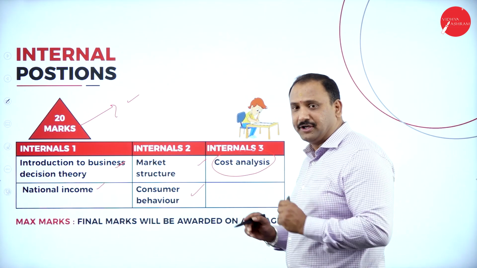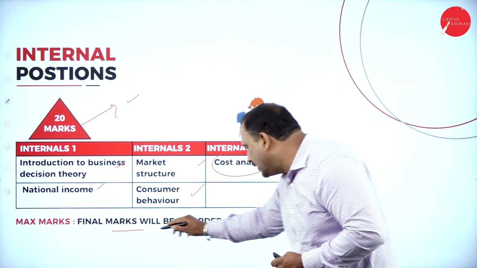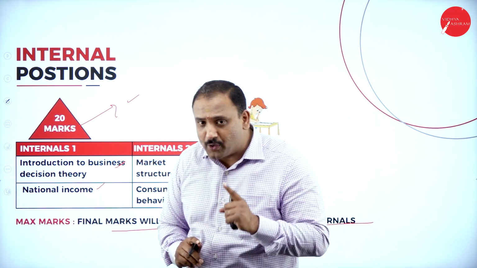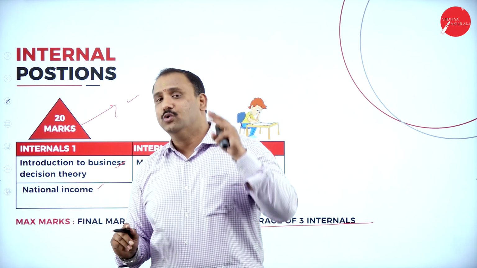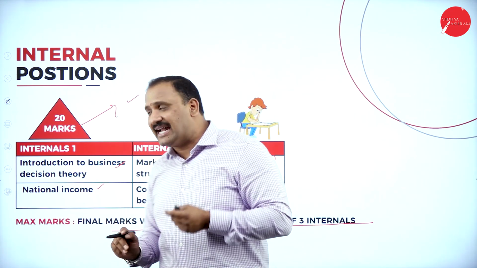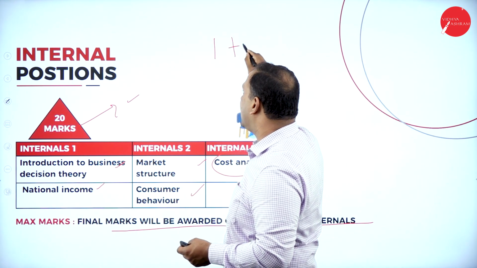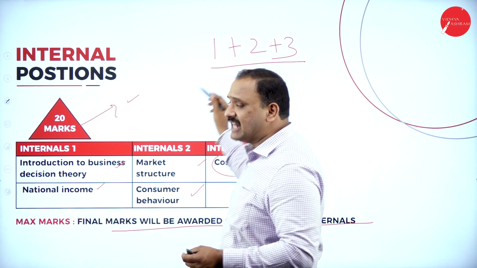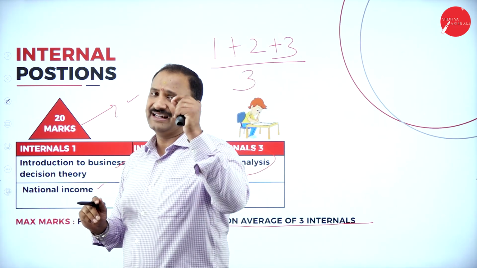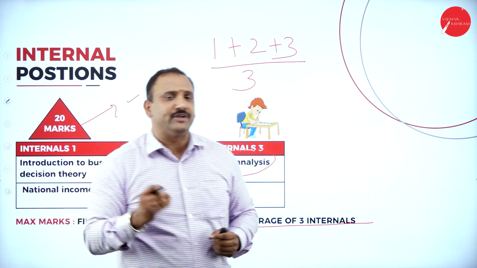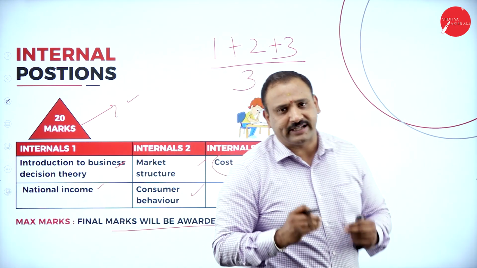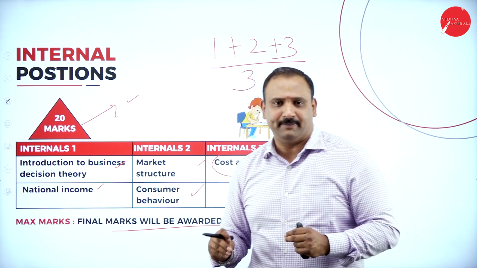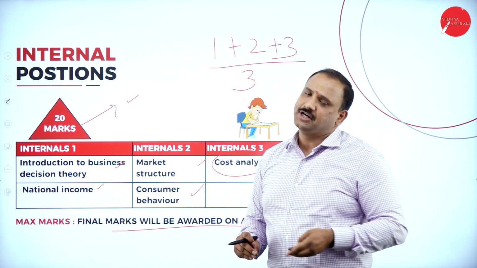The most important point to note here is that final marks will be awarded on the average of 3 internals. So it is not going to be 1 internals or 2. You need to write all the 3 internals and an average will be taken. So the first internal mark plus the second internal marks plus the third internal marks divided by 3. That will be giving you your final internal score. So my kind request to all of you is that please do take your internals seriously, do attend it and score your very best. You will definitely be able to get that 20 marks.